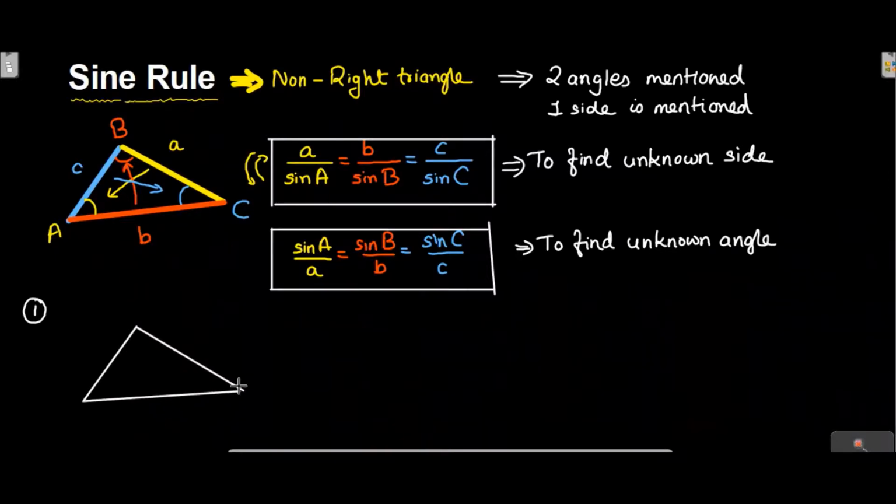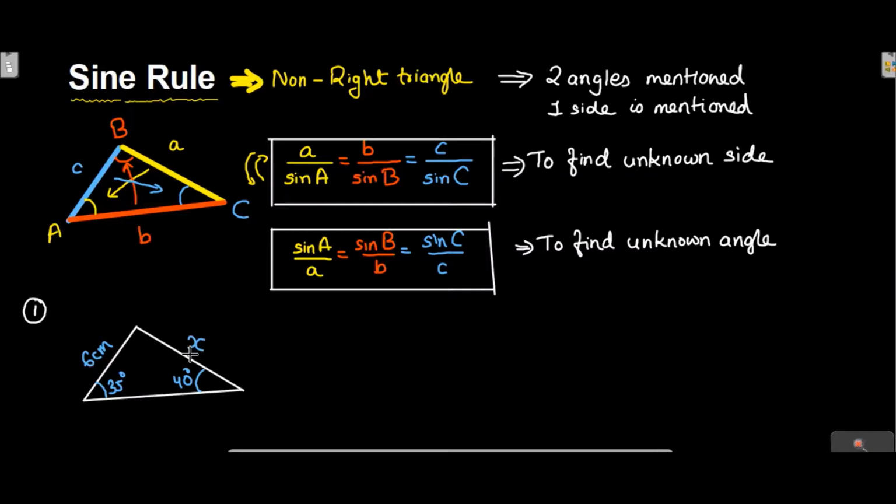This is a non-right angle triangle. As I told you, you use the sine rule only when two angles are mentioned and one side is mentioned. So I will mark this angle as 35 degrees, this angle as 40 degrees, and only one side is mentioned, suppose this is 6 centimeters. They are telling you to find the length of this side. There are no letters or labeling given for this triangle, but we can still solve it. The information given is two angles and one side.